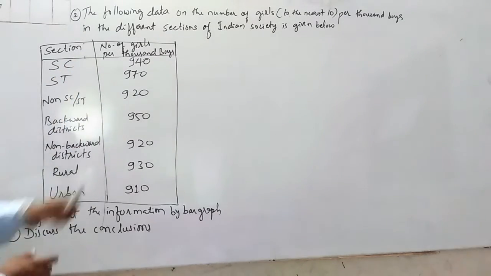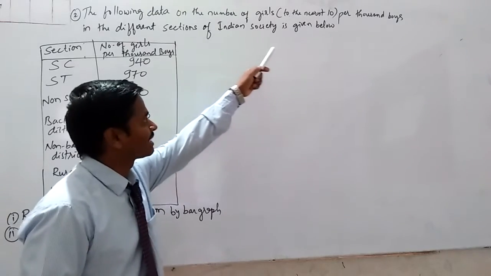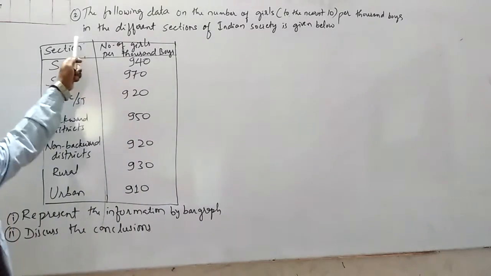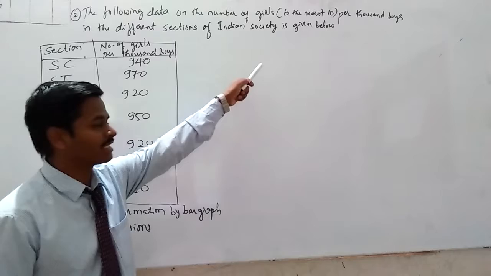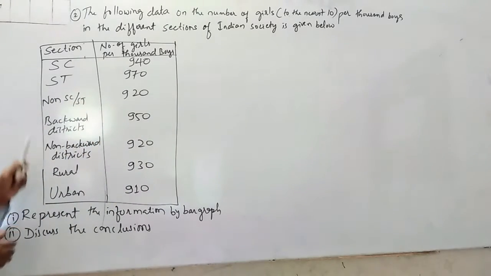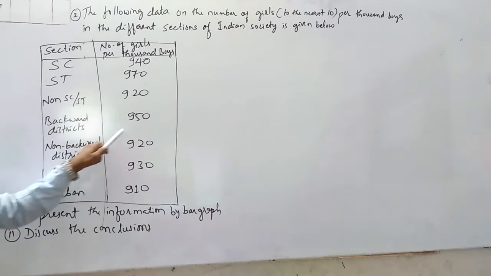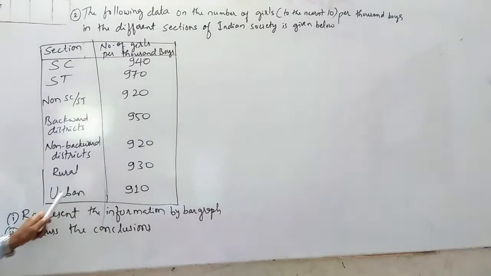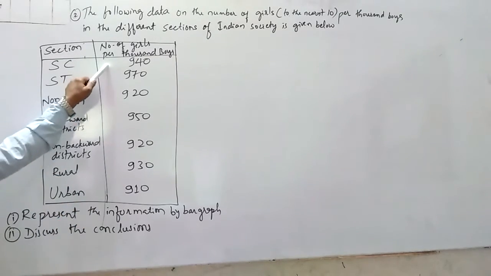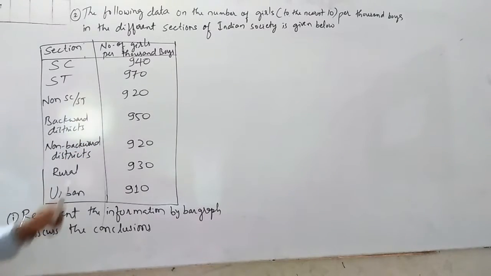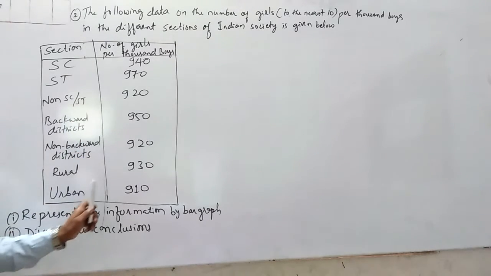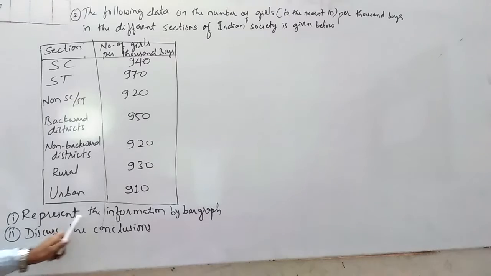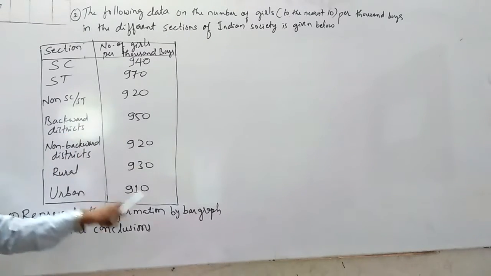The following data are the number of girls, to the nearest 10, per 1000 boys in different sections of Indian society. The sections are scheduled caste, SC, scheduled tribes, ST, non-SC and ST, backward districts, non-backward districts, and rural section and urban section. The number of girls per 1000 boys is given here. We should draw the bar graph of this data. Represent the information given here by a bar graph.